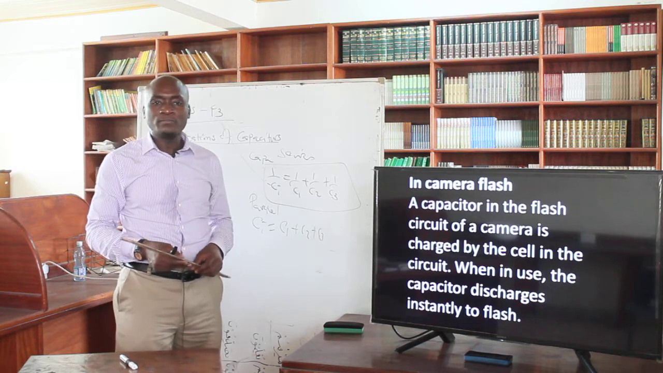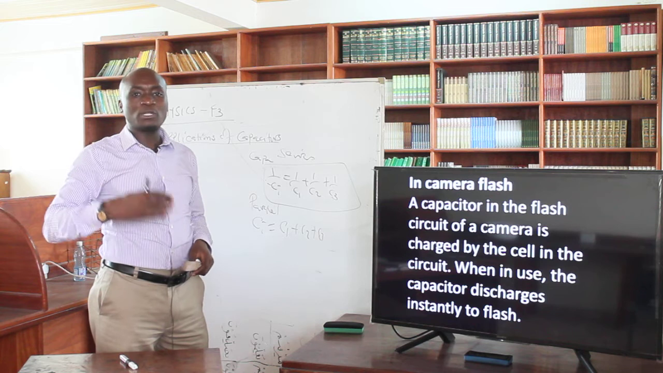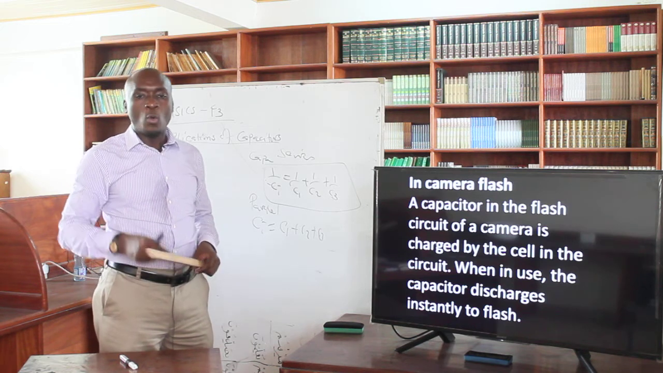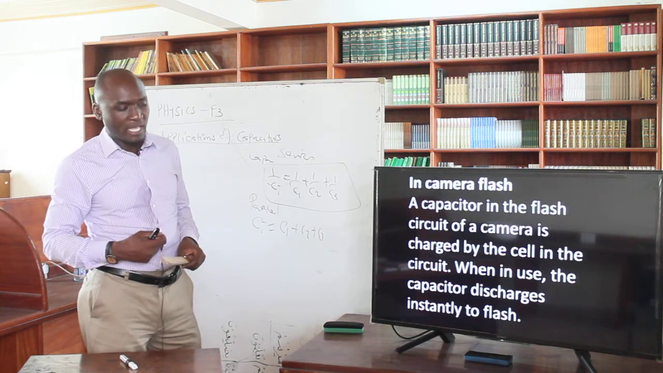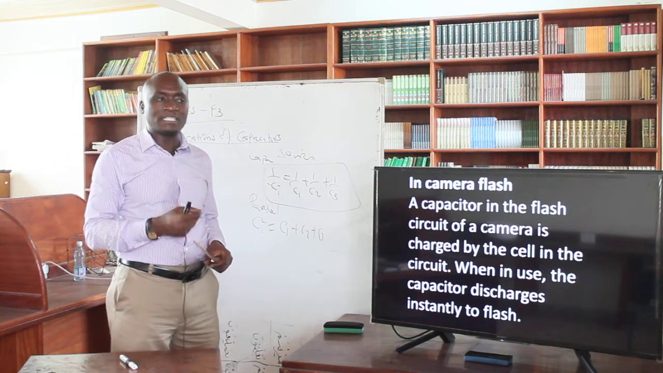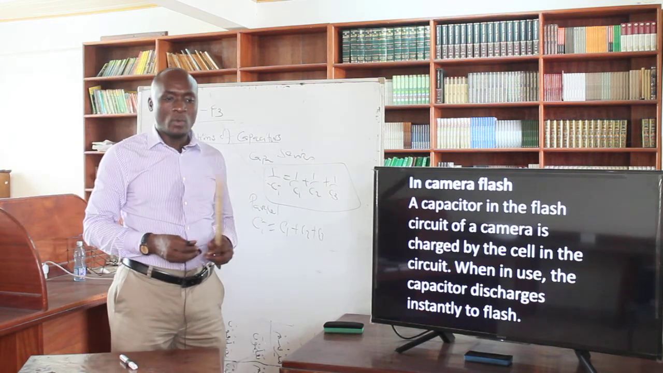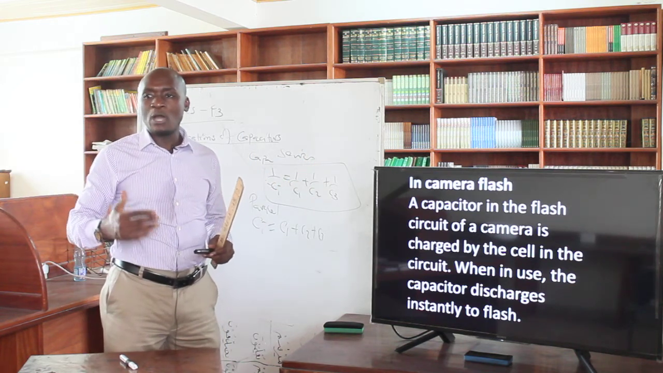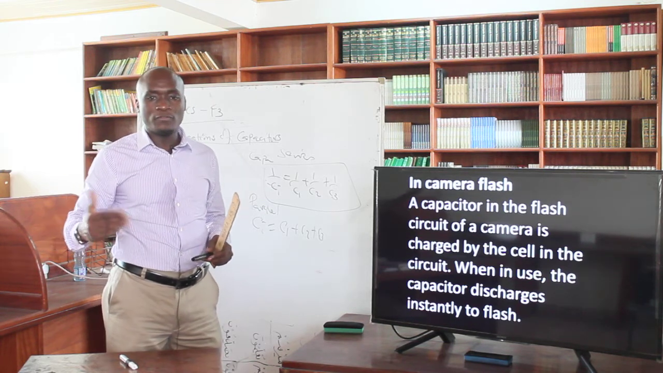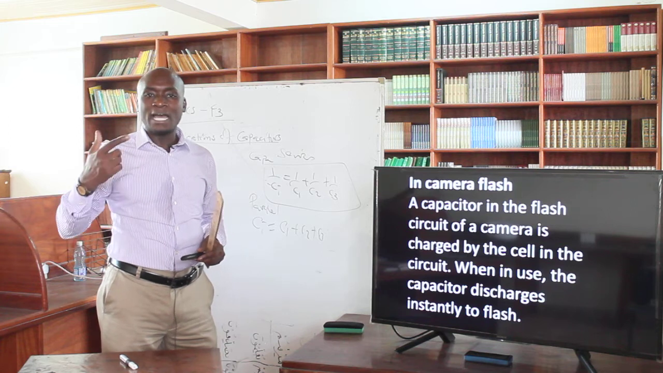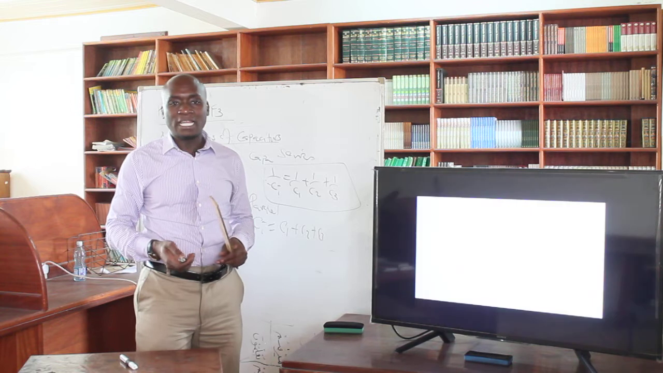In a camera flash, we have a capacitor in the flash circuit of the camera that is charged by the cell in the circuit. When in use, the capacitor discharges instantly to flash. Remember, when you're talking about the charging and discharging of a capacitor, when a capacitor is full, it is able to release the charge in the form of energy. That way it is able to instantly release a flash, as in a camera.